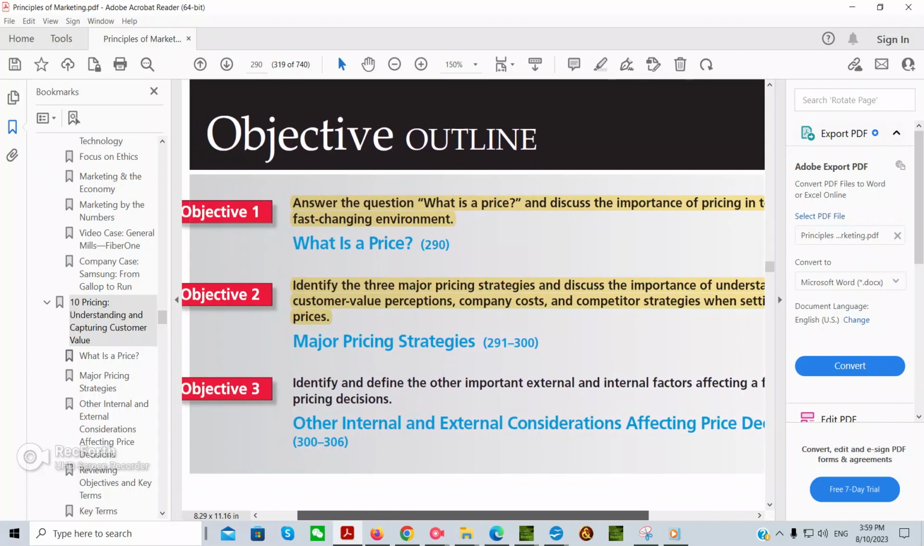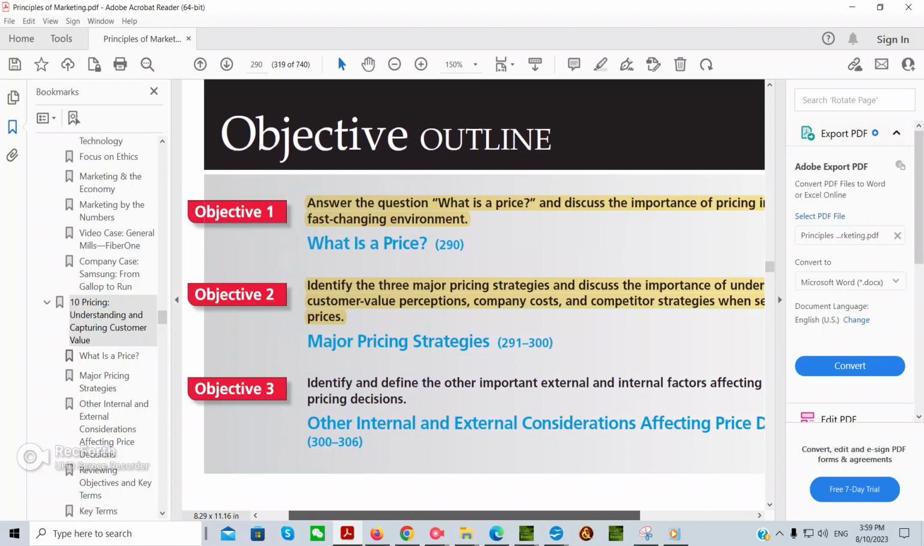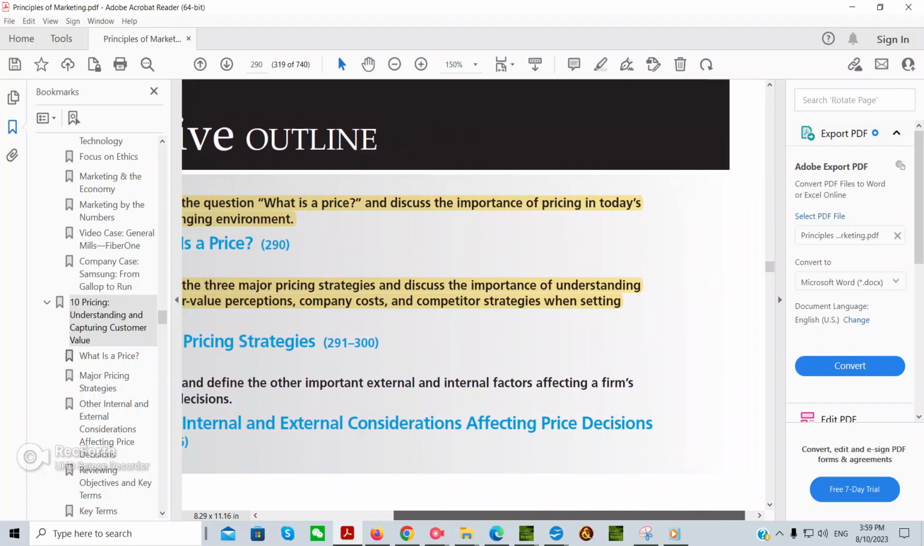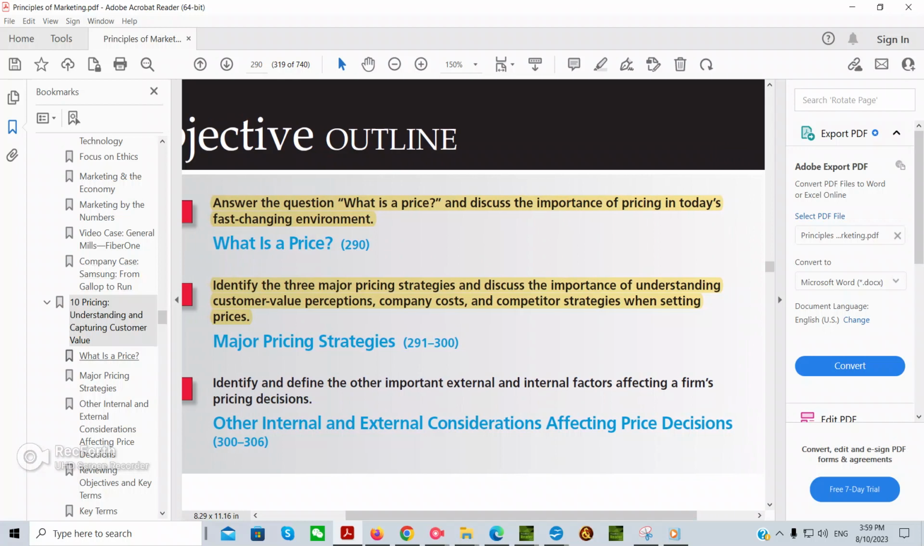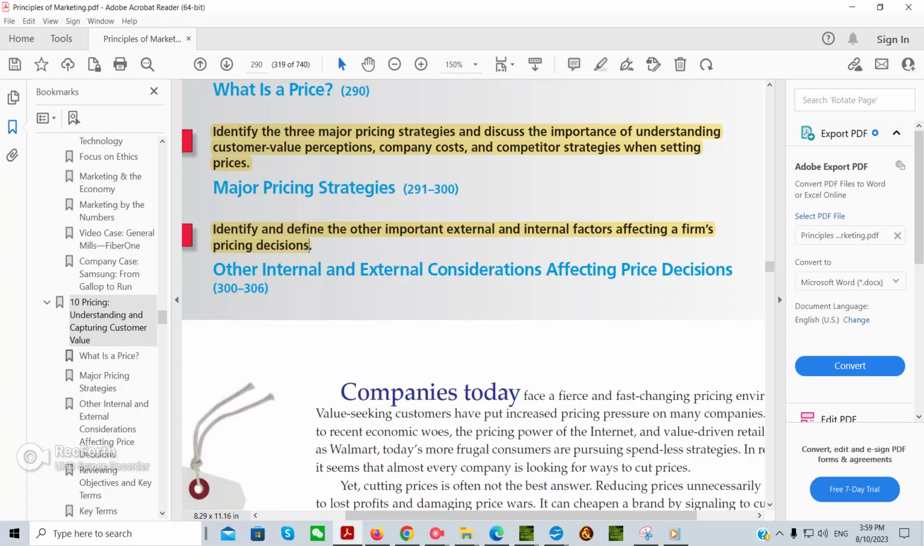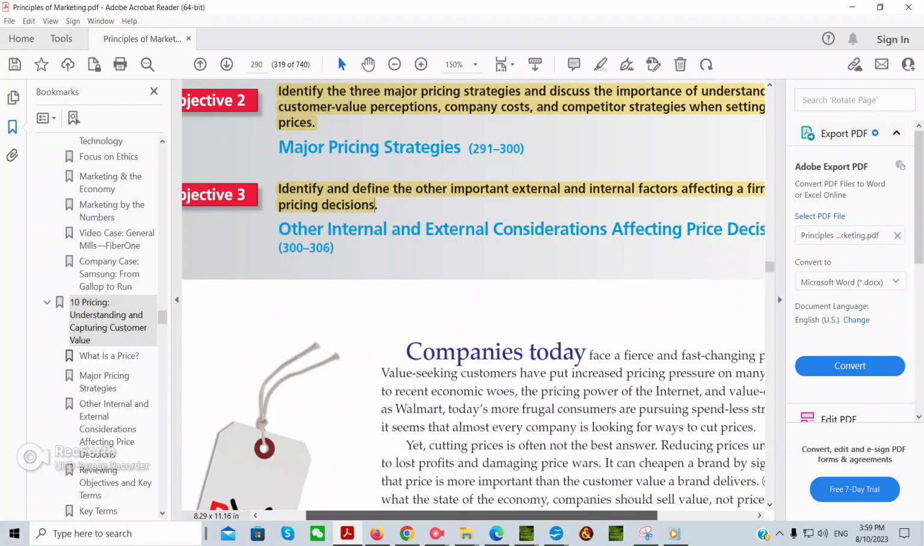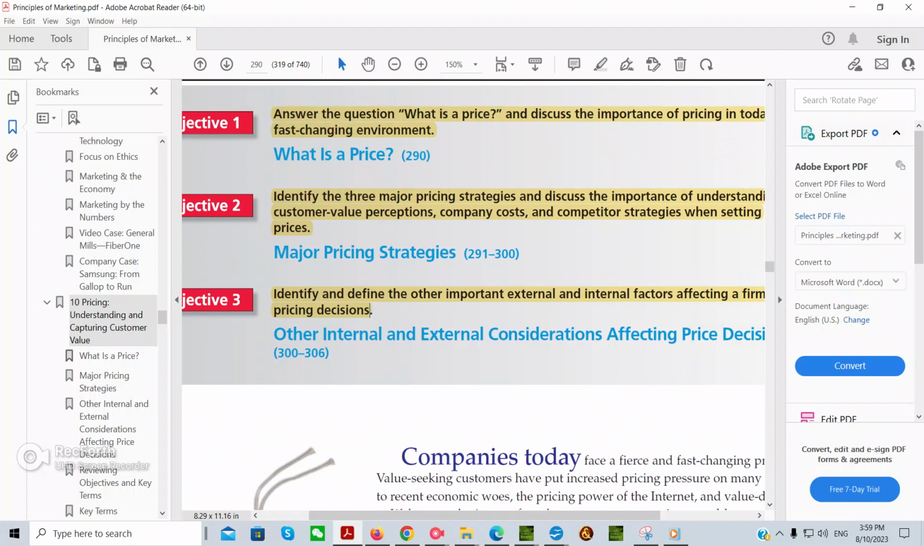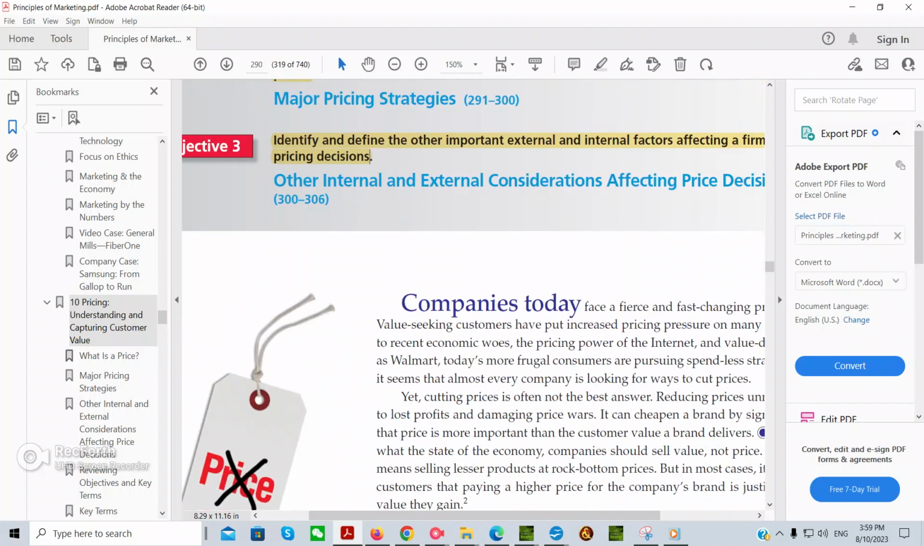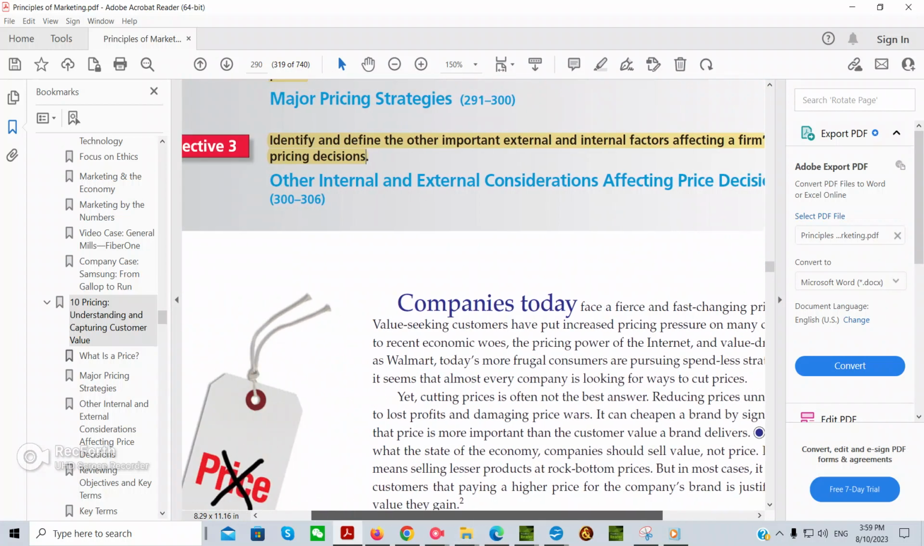We want to identify and define the other important external and internal factors of the firm's pricing decisions. That is, other internal and external considerations affecting price decisions. All right, now let's start with our first objective, which is: what is a price?